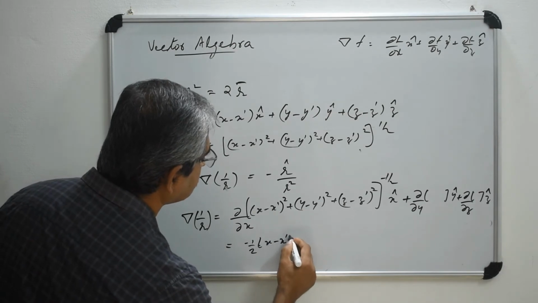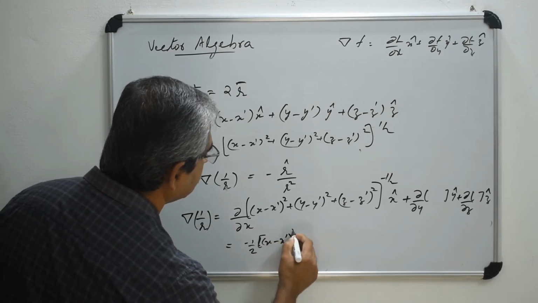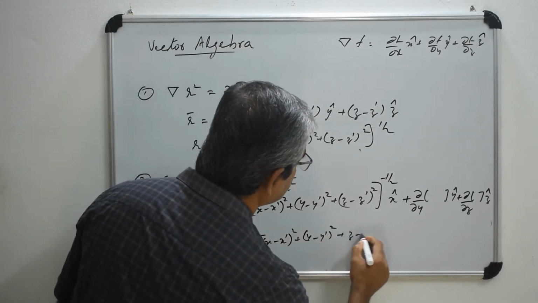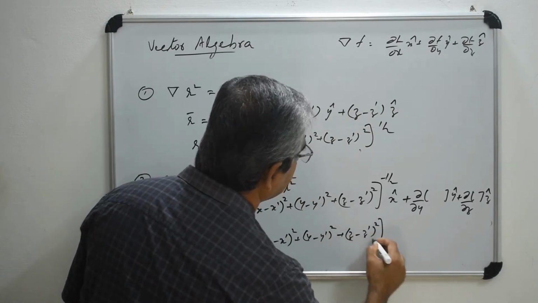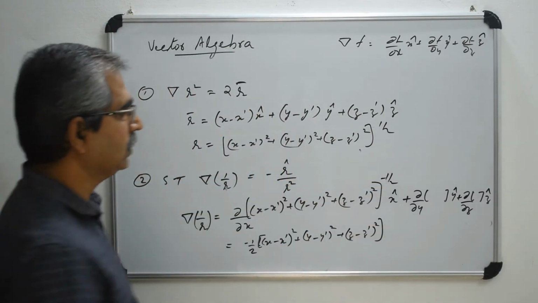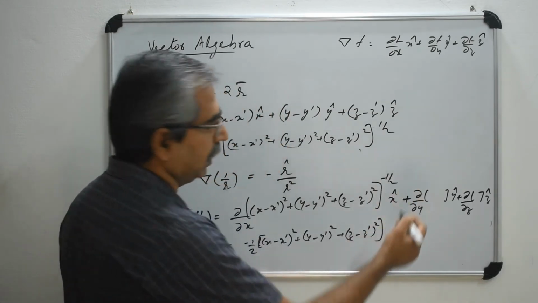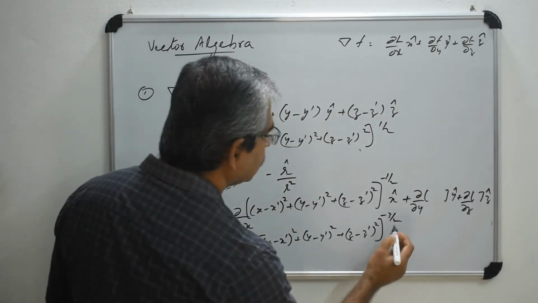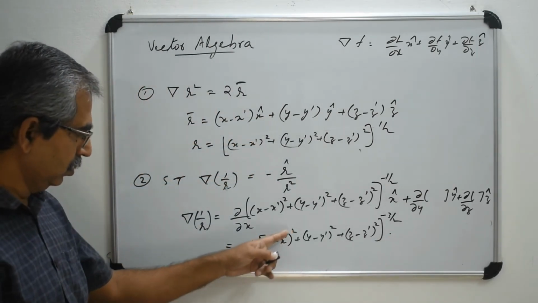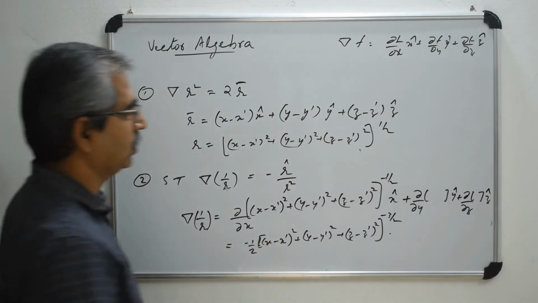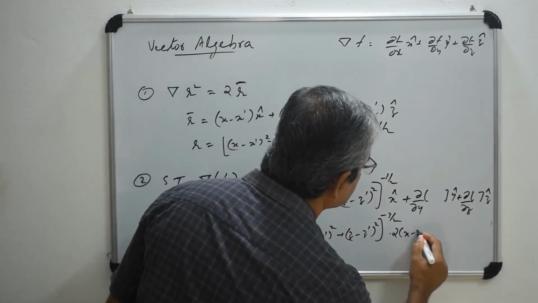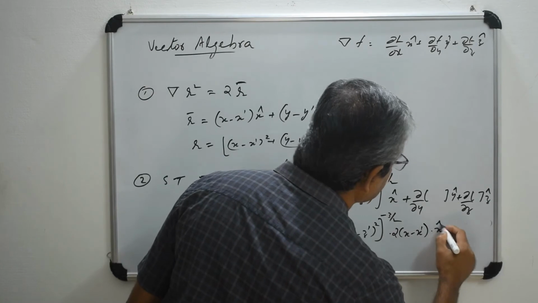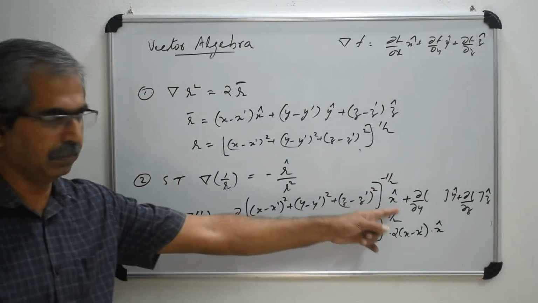x minus x dash the whole square plus y minus y dash the whole square plus z minus z dash the whole square raised to minus 1 by 2 minus 1. Okay, minus 3 by 2 into 2x minus x dash into x cap, isn't it? This x cap is there.